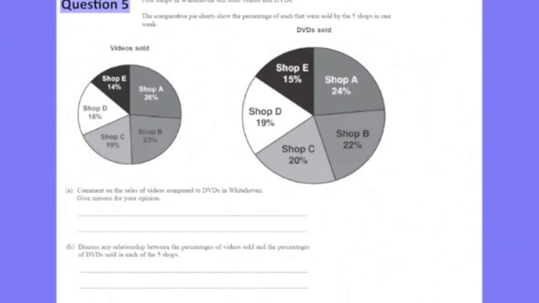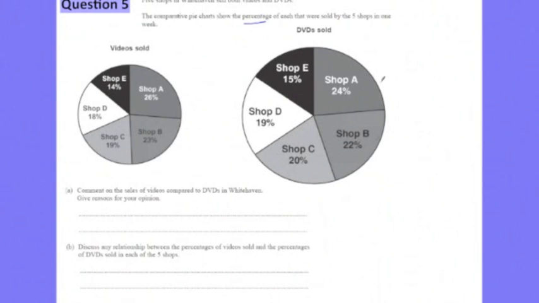Question number 5. 5 shops in Whitehaven sell both DVDs and videos, so videos and DVDs. The two comparative pie charts we're going to compare show the percentage of each that was sold in the 5 shops in 1 week. The size of these charts is important. The percentages of the different shops are labelled here in the appropriate sections. We're asked to comment on the sales of videos compared to DVDs in Whitehaven. So we're looking at the sales of videos compared to DVDs.